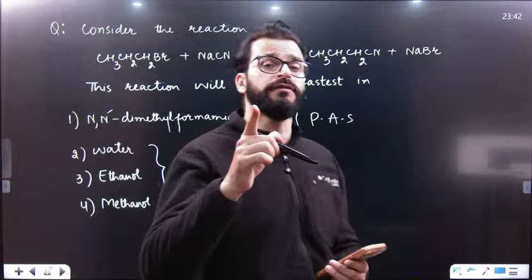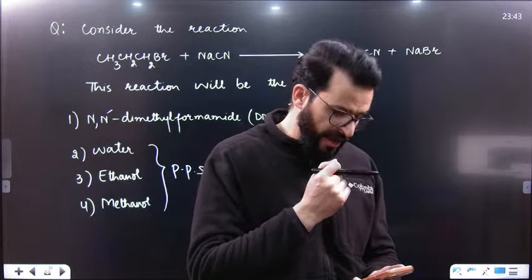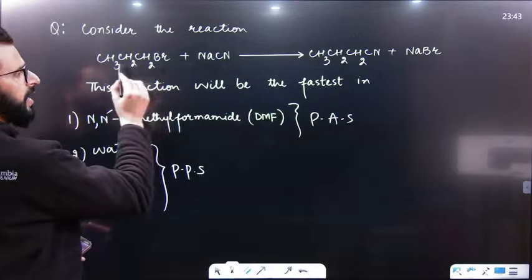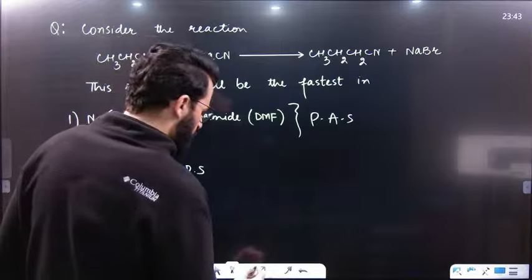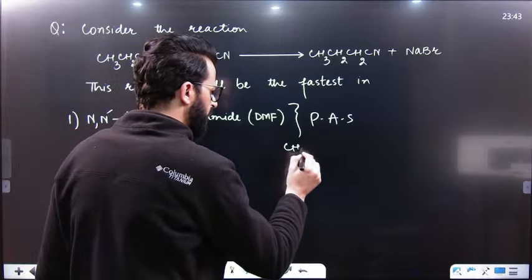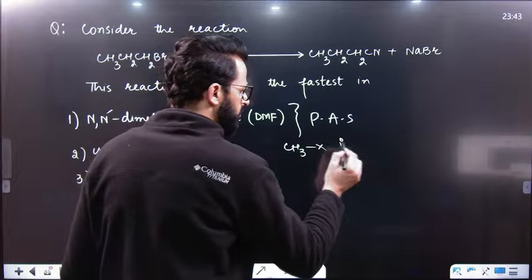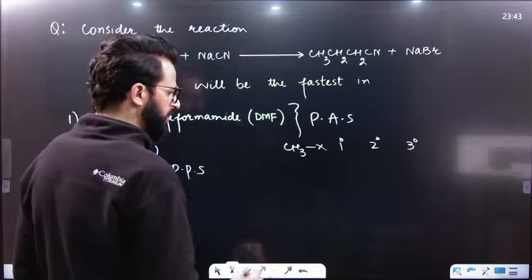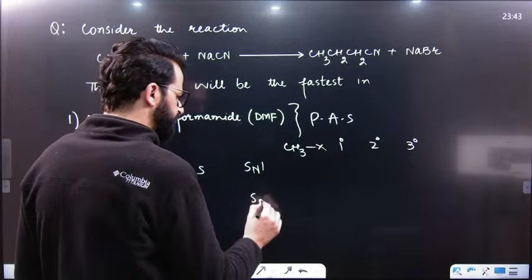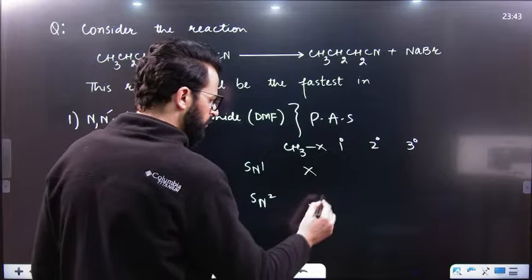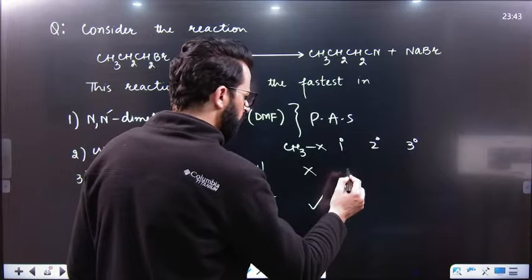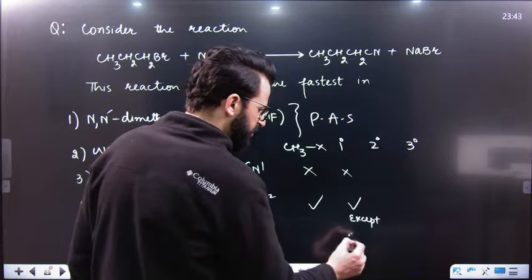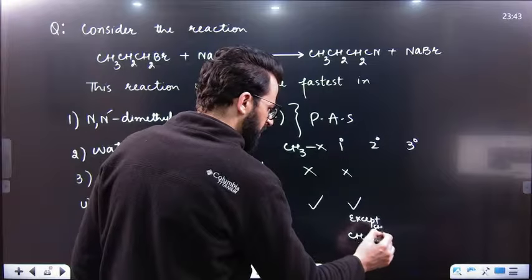Remember, polar protic solvents favor SN1 and polar aprotic solvents favor SN2. So for that, you must know this is a primary alkyl halide. Let me write down over here. If we have a methyl or primary halide, then a secondary alkyl halide and a tertiary alkyl halide. A primary halide will never show SN1, it will always show SN2, except this one.